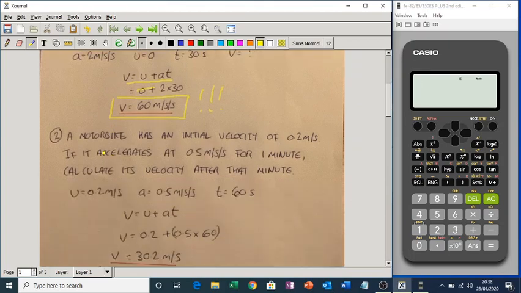Number 2, this one's a motorbike. It starts off, initial velocity is 0.2 meters per second. It accelerates at 0.5 for 1 minute. Don't forget we need to be in seconds. We need to find its velocity after that minute, so we need to find v, the final velocity. So write down what you know. u is 0.2, a is 0.5, and t is 60 seconds, because 1 minute is 60 seconds.